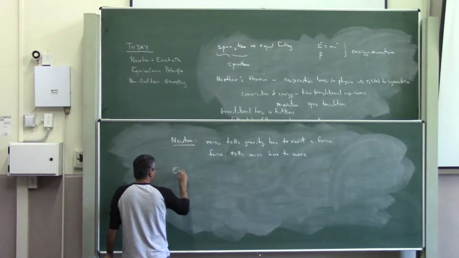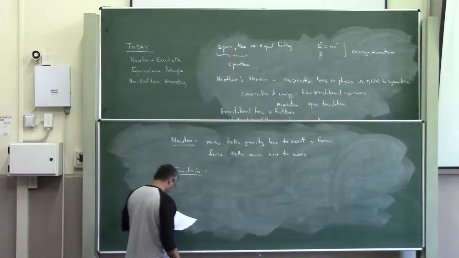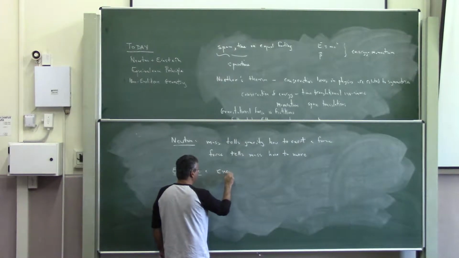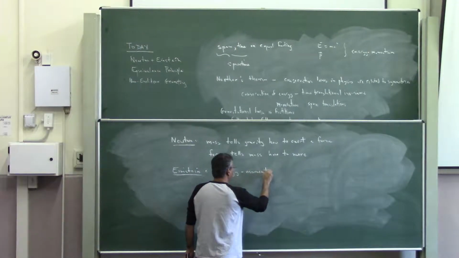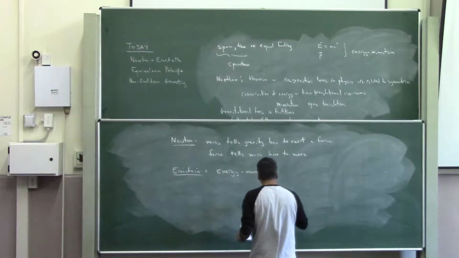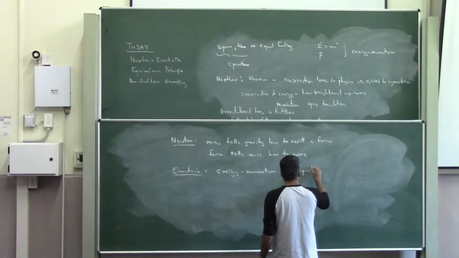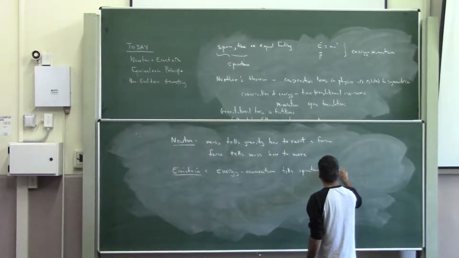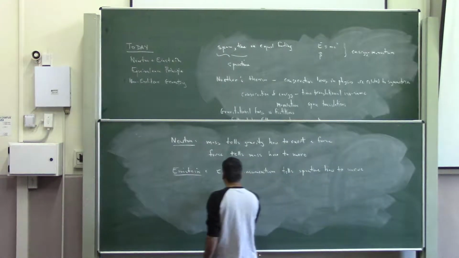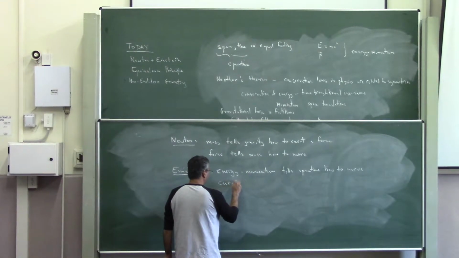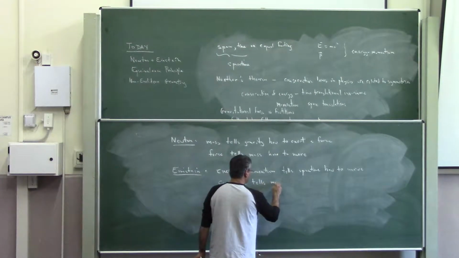Whereas in Einstein, energy and momentum tell space-time how to curve. And curvature tells matter how to move. It moves along geodesics.